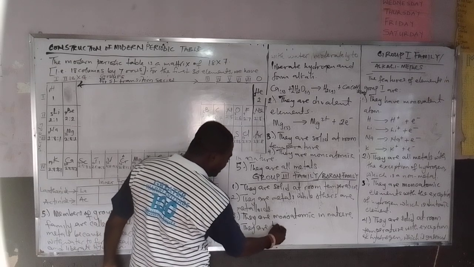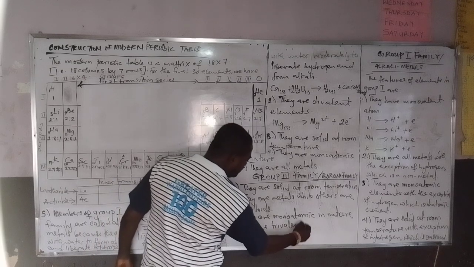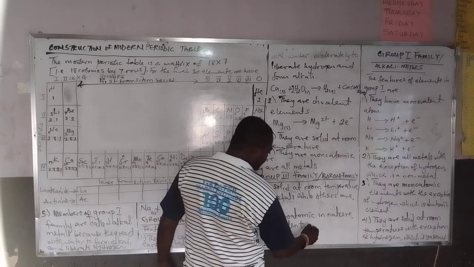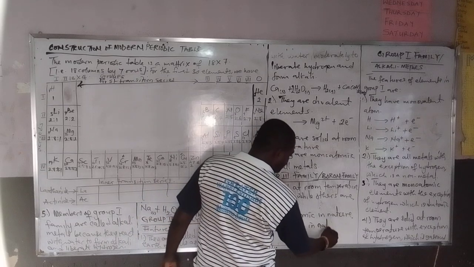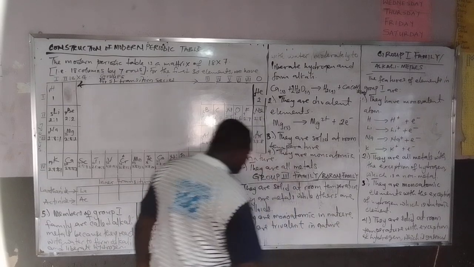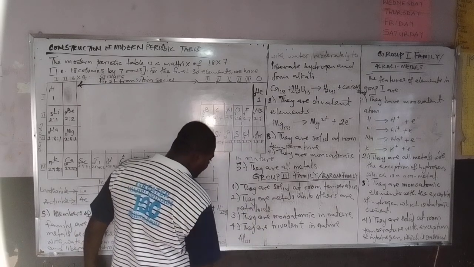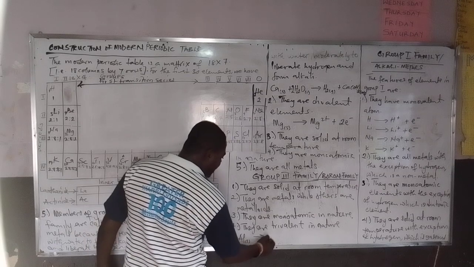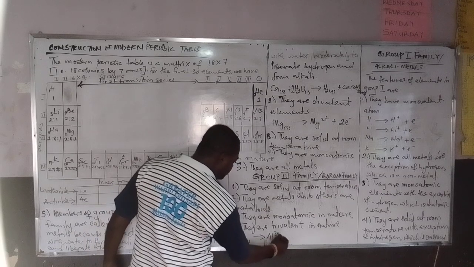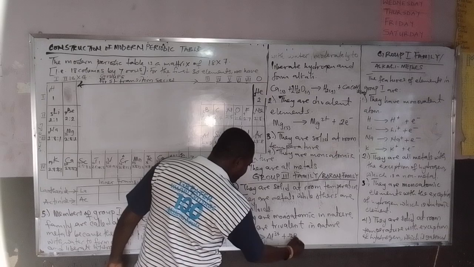Number 4, they are trivalent in nature. What do I mean? They have valency of 3. Aluminium, for example, is solid. It's standing on its own. If it forms an ion, it forms Al3+ and loses 3 electrons.